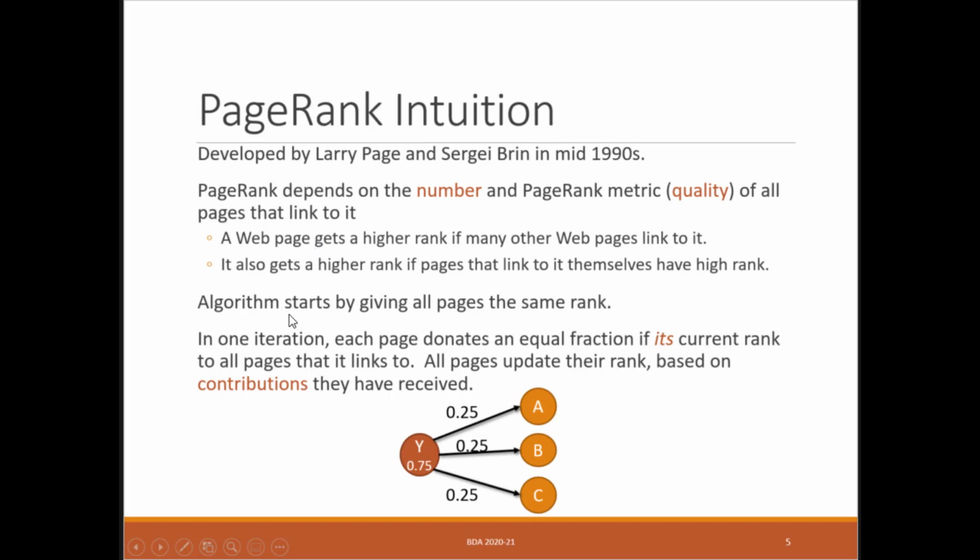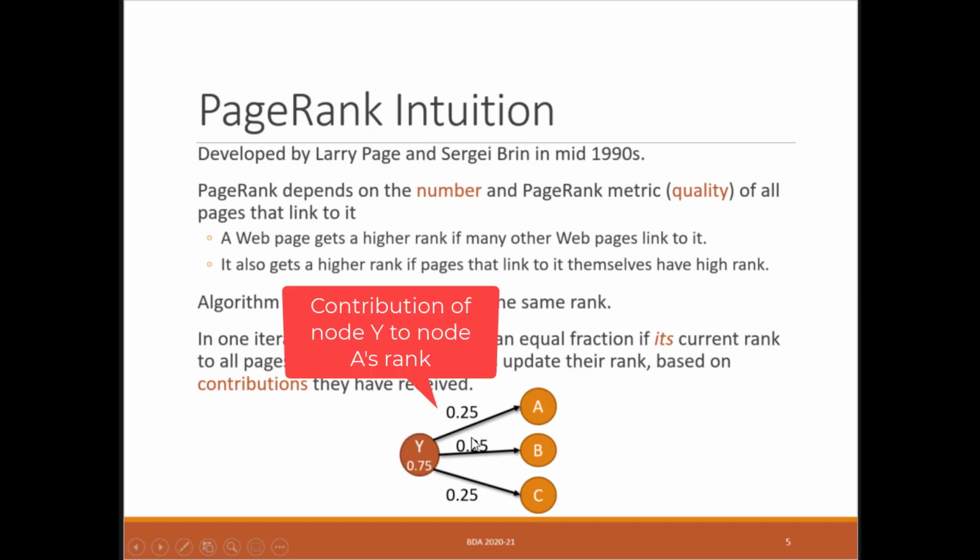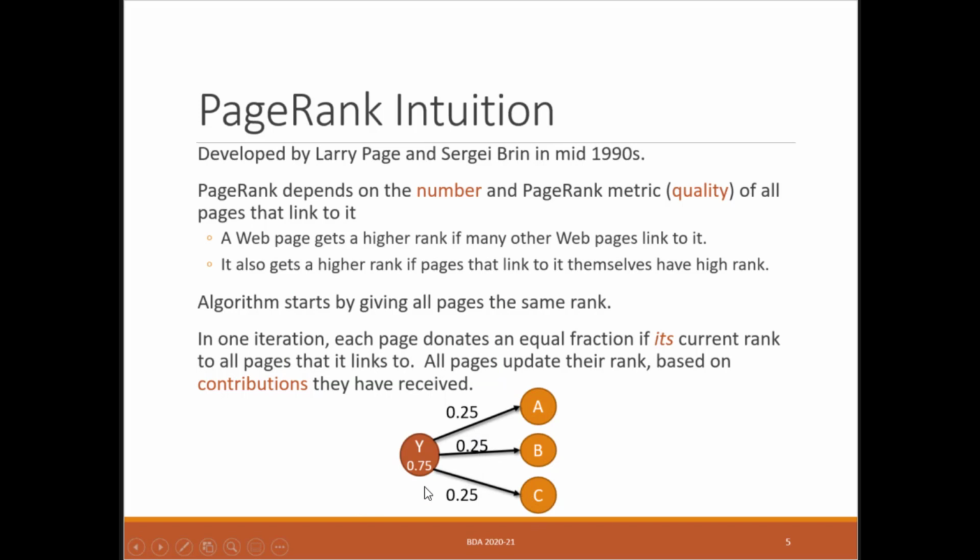In this algorithm, all pages are given the same rank at the beginning. Then, in each iteration, each page gives an equal fraction of its current rank to all pages that the page links to. This is called the contribution of a node to the page rank of its outlink node. For instance, page Y in this web graph equally donates its current rank to all outlink pages A, B, and C. We will further study the algorithm later on, so don't worry about its details.